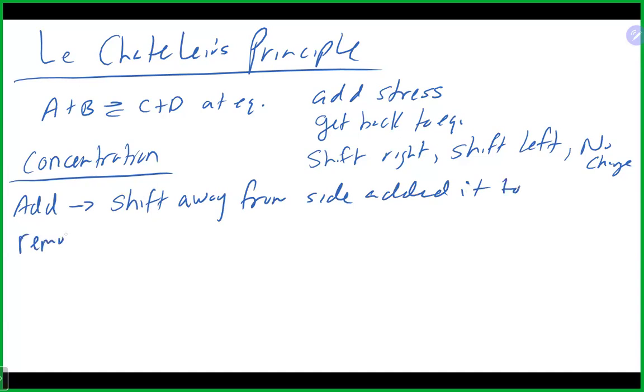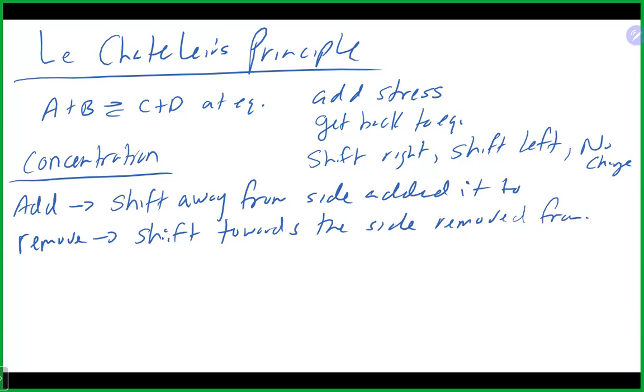If you remove, it will shift towards the side you removed it from. And when we talk about sides, we are talking about the equation basically. So if you add more reactants, it will shift to the right and make more products. If you add more products, it will shift to the left and make more reactants.